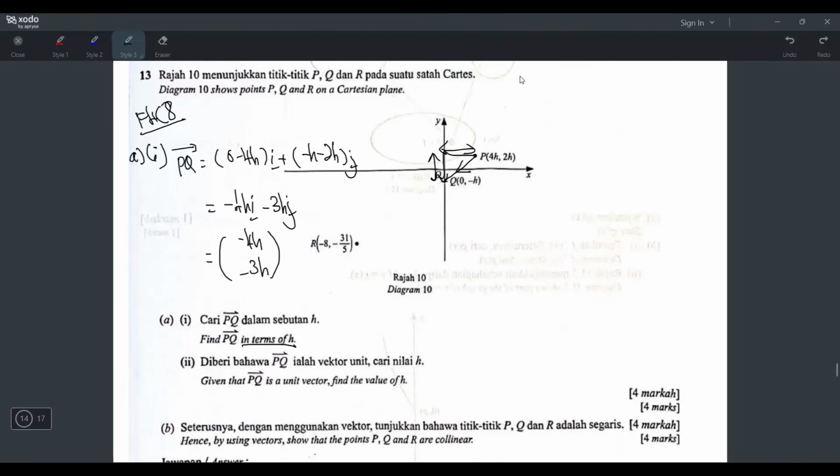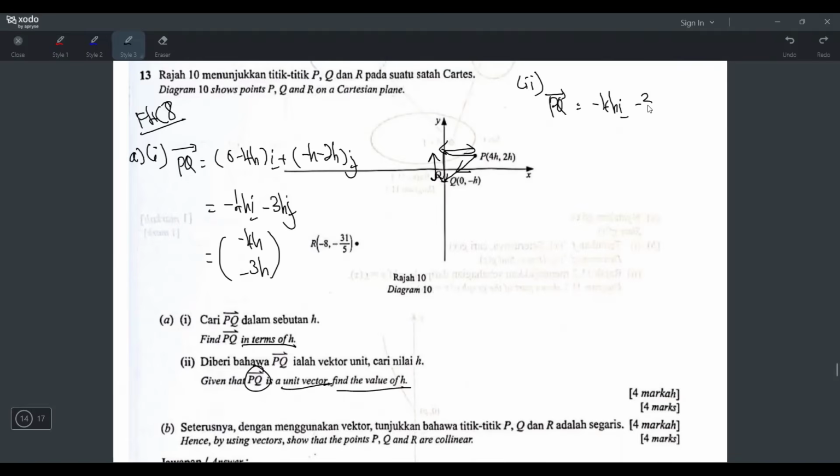Okay, let's do number 2. Given that vector PQ is a unit vector, find the value of H. Where is vector PQ? Here, right? And they say it's a unit vector. Find the value of H. All right, let's write down the vector PQ first. So vector PQ, I found it just now. It's negative 4HI minus 3HJ, right?